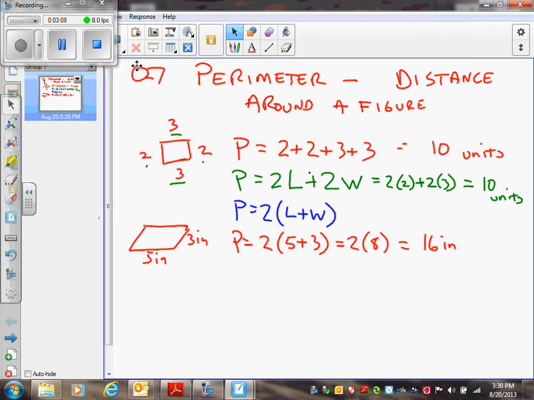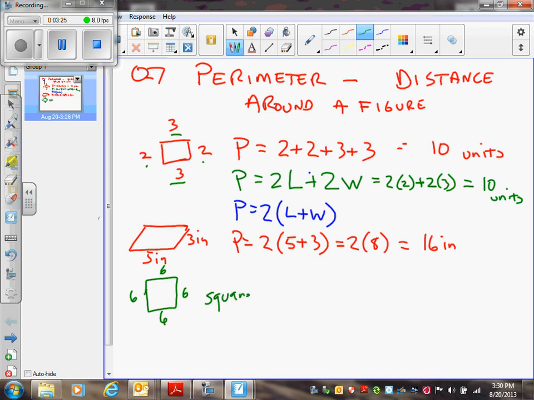Now, if you have a square, it is your friend. Assume that's a square. My art is not great. If that is 6, then that is 6, then that is 6, then that is 6. So there's a shortcut for a square. Perimeter is 4 times the side length. So in this case, let's make this meters this time. The perimeter will be 4 times 6, which is 24, and we put meters.